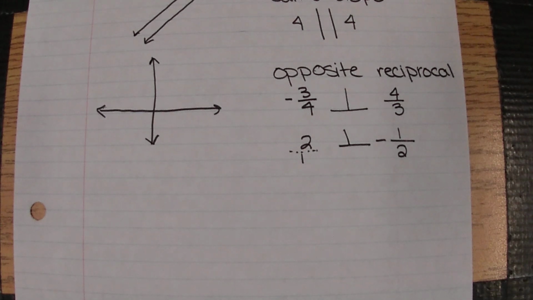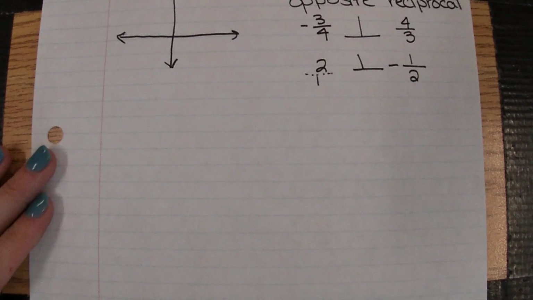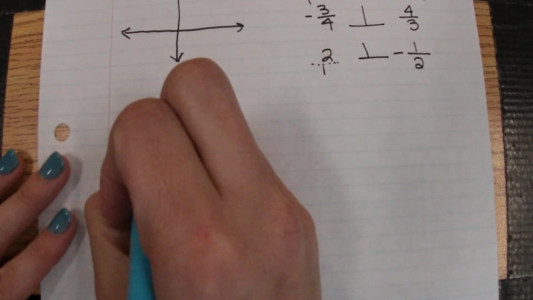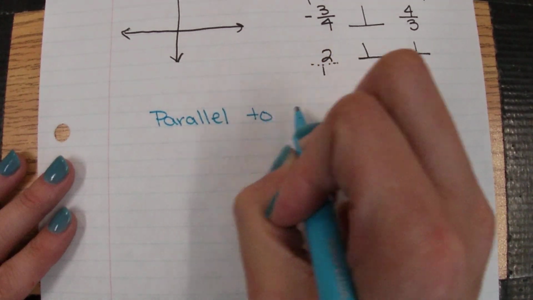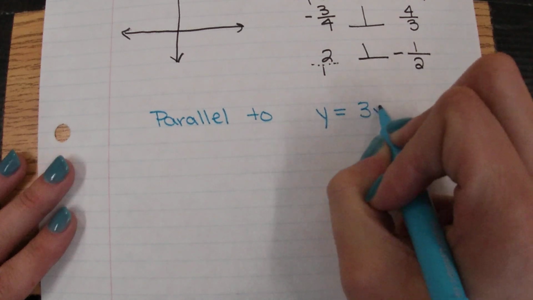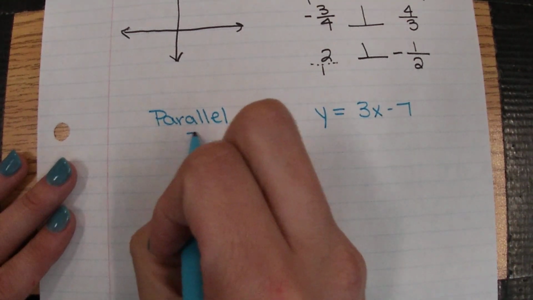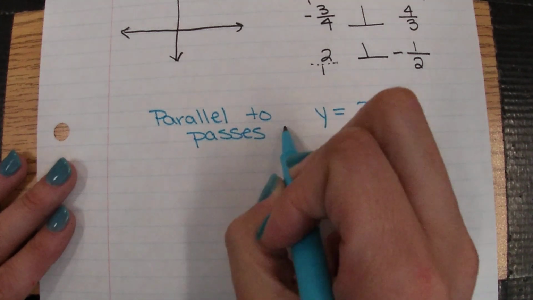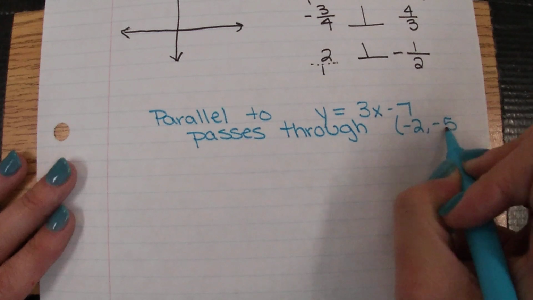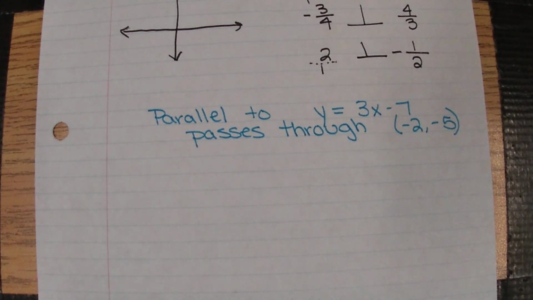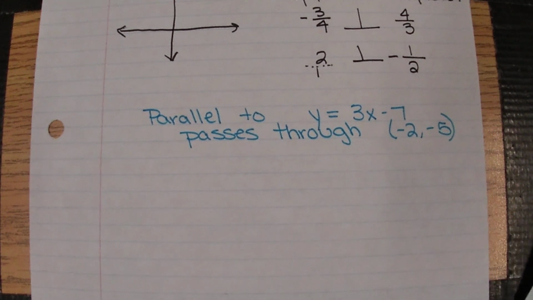So we're going to be writing equations of lines today that are parallel or perpendicular to each other. So let's say I want to write the equation of a line that is parallel to y equals 3x minus 7 that passes through the point -2, -5. Okay, so parallel to y equals 3x minus 7 and passes through -2, -5.